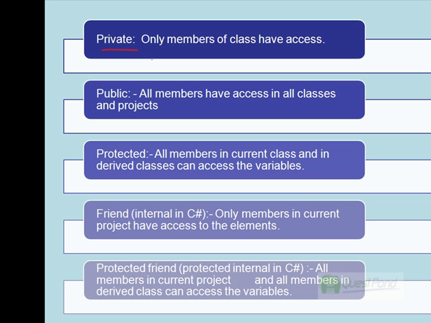Internal means only members in the current project have access to the elements. So in other words, whatever physical project, the .csproj file or the .vb project file you have made, only members in the current project can have access to the elements.